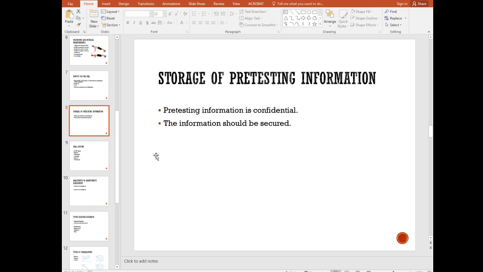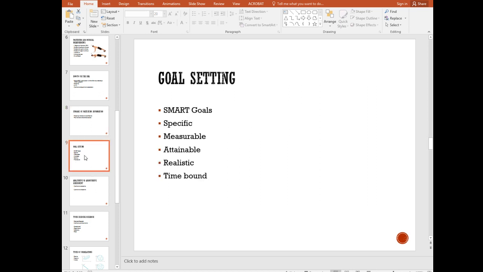You don't want it tied to their information, because it is considered health information, and we don't want that to get out. We don't want it to be used against somebody. Goal setting is extremely important. So we're going to learn how to set SMART goals in here.